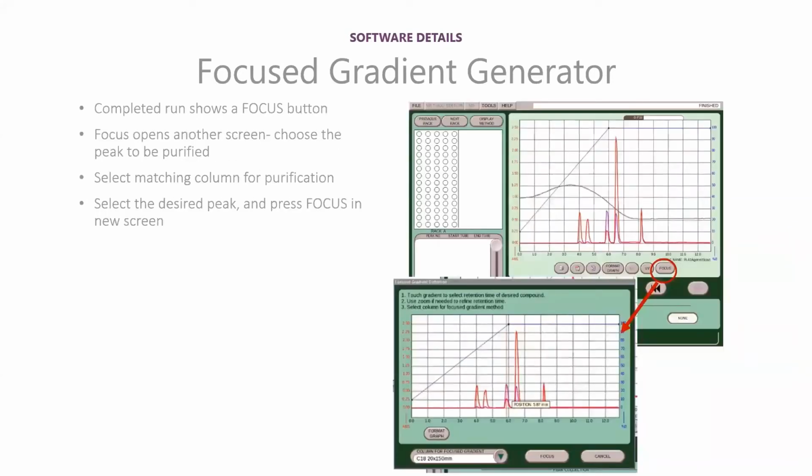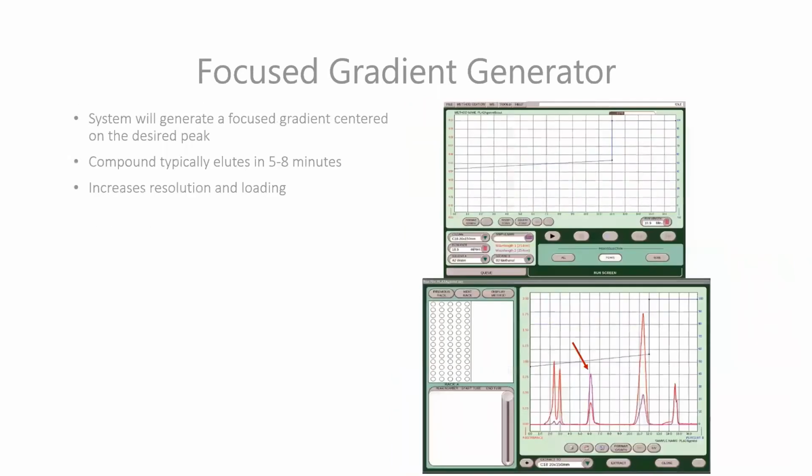A completed run shows a focus button. Focus opens another screen. Choose the peak to be purified. Select a matching column for purification. Select the desired peak and press focus in the new screen. The system will generate a focus gradient centered on the desired peak.